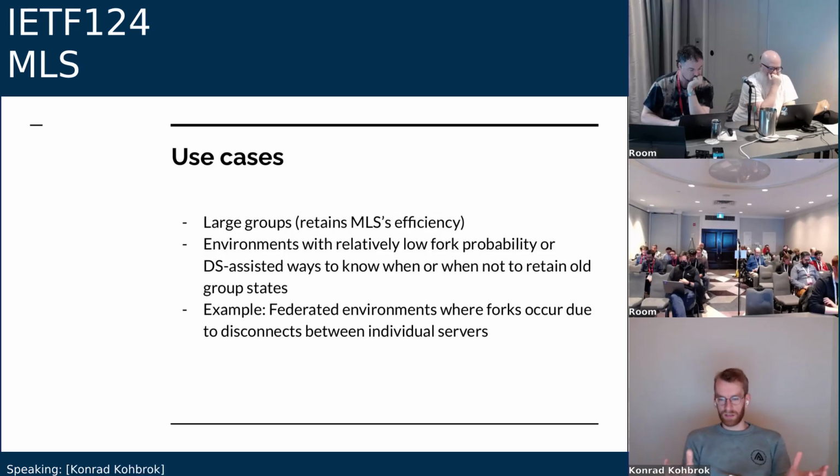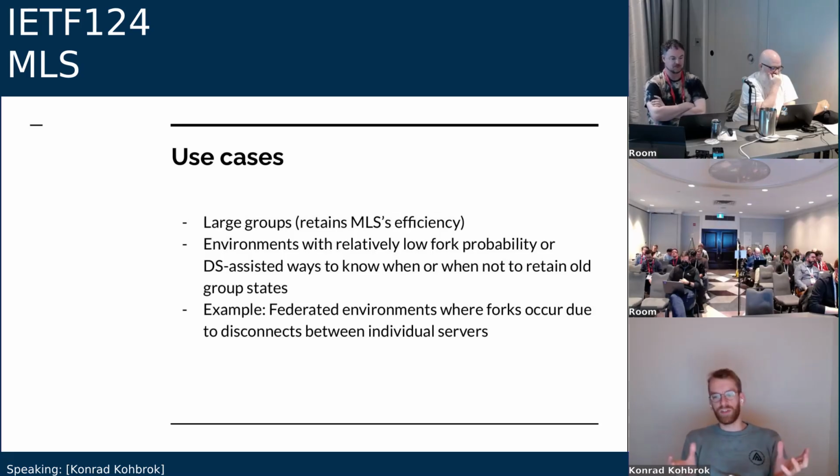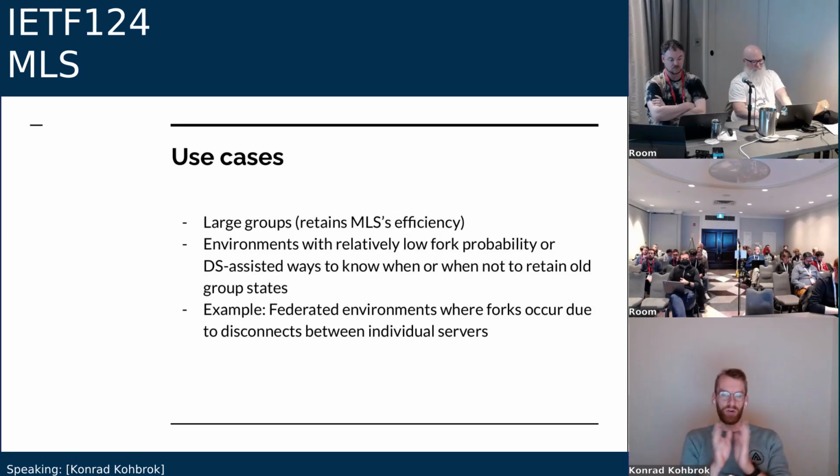So yeah, as I said, our use case is mostly in scenarios where you have large groups. So we get most of MLS's efficiency in those cases, log n and all that, and an environment where there's not that much fork probability, because if you end up with a lot of forked group states, especially in the post-quantum case, group states get to be quite big, and then ideally you have an environment where you have an idea of when there might be a fork or when it might not.